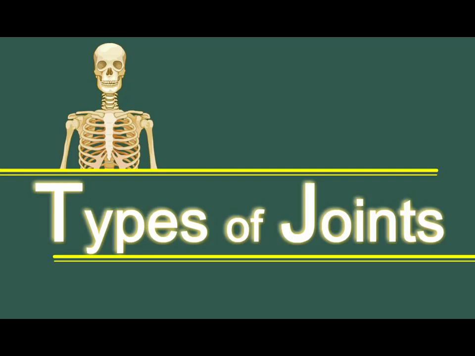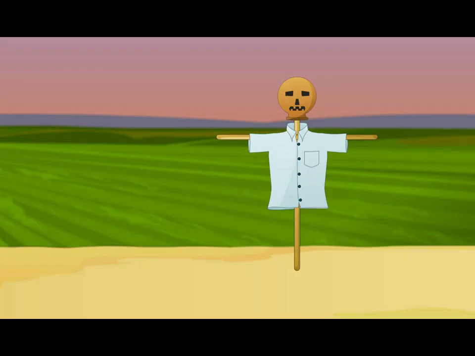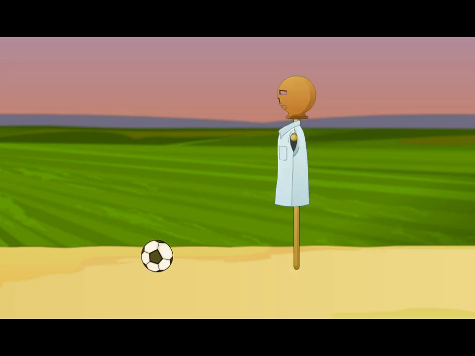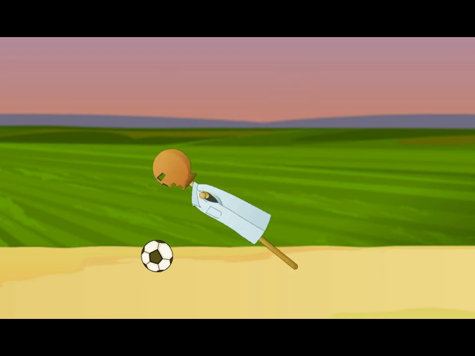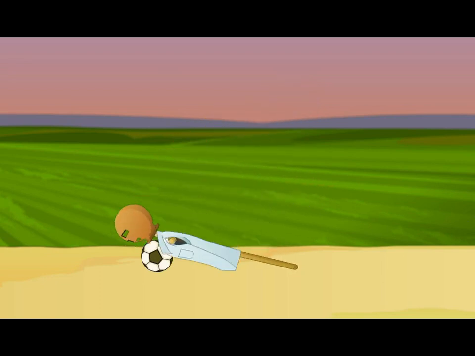Types of joints. This is Pogo. He is like a stiff ball. If he had to pick up something from the floor, he would have to drop himself down on the floor, as he would not be able to bend.